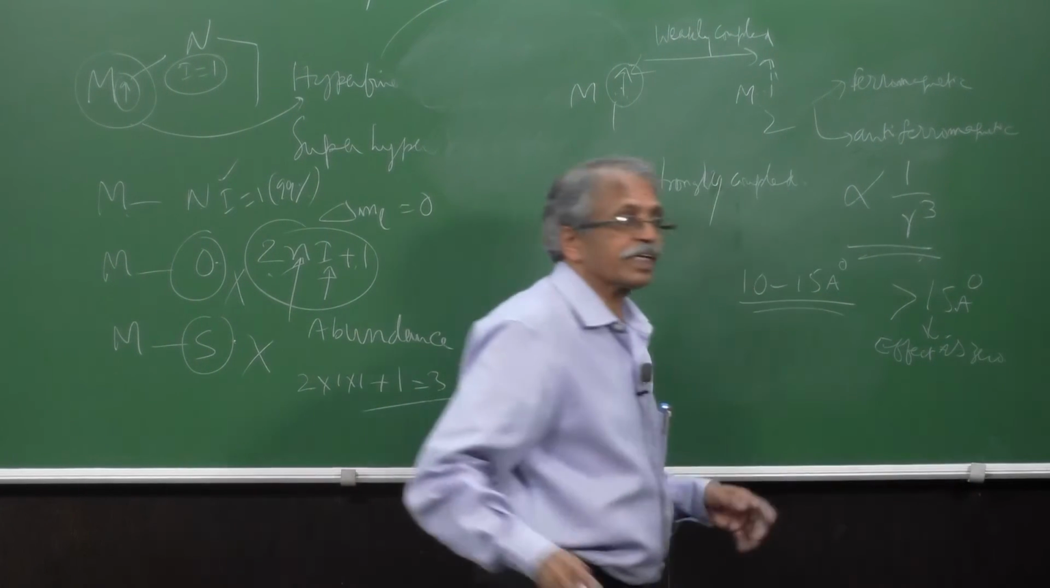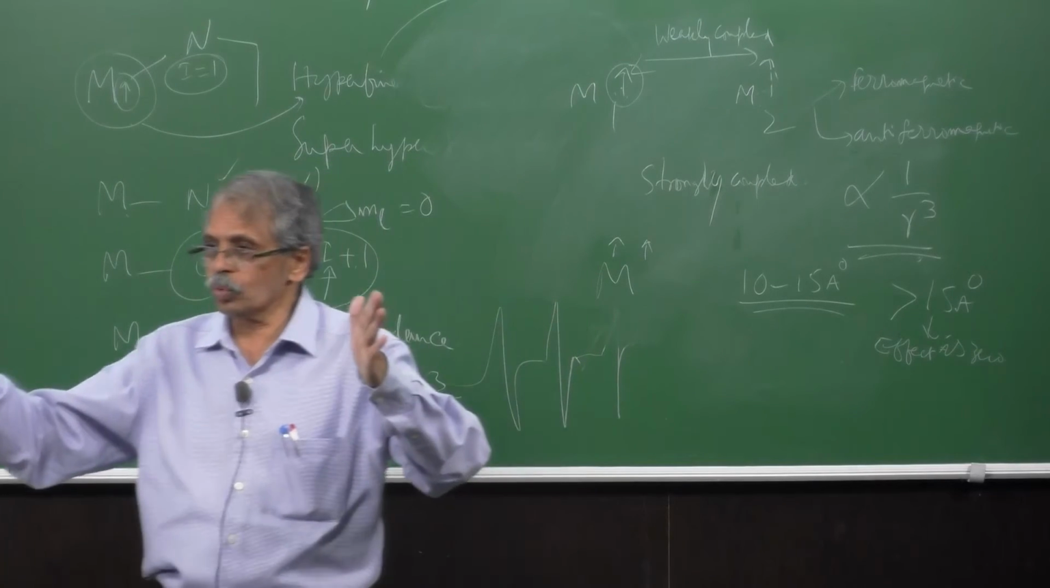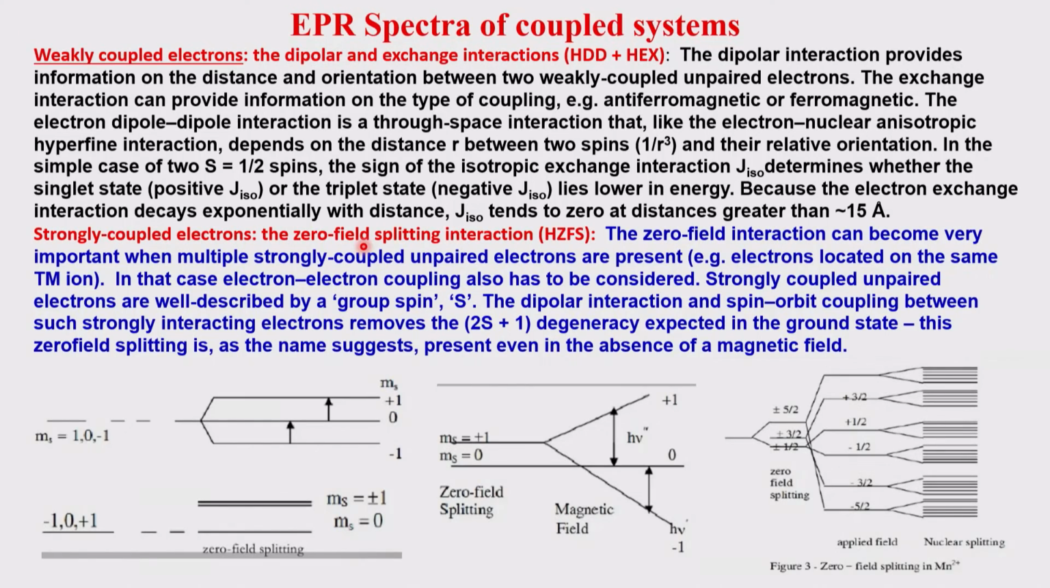So up to 15 angstroms. That means if there are 2 molecules in the lattice, and they are separated by 5 or 7 or 10 angstroms, and both have unpaired spin, then you can still find a certain level of coupling. Now the second one is the strongly coupled.